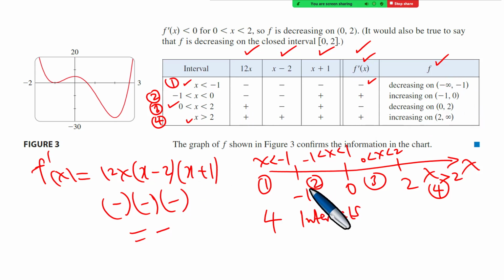Let us try also between minus 1 and 0. Take a number between them, like maybe minus 1/2. Put it in: the first factor is minus, the second is minus, and the third is plus. When you multiply 12x, x minus 2, x plus 1, you get a plus. Because it's plus, then it's increasing between minus 1 and 0.